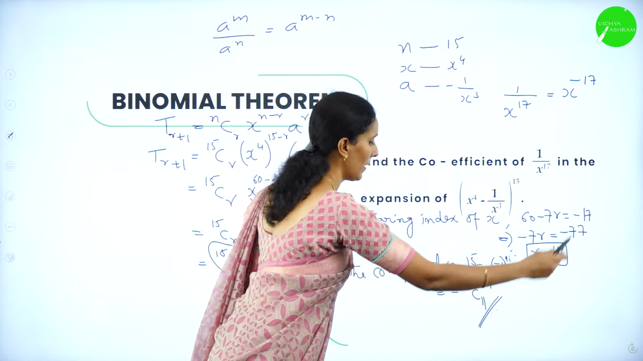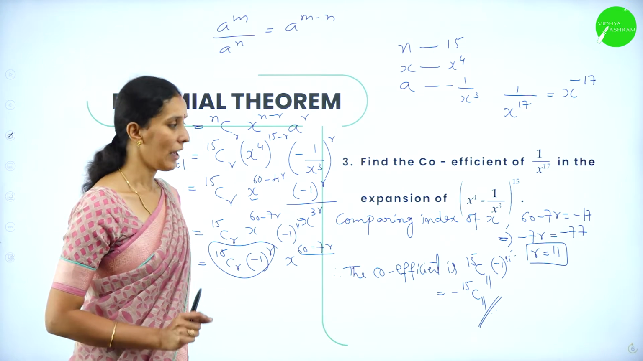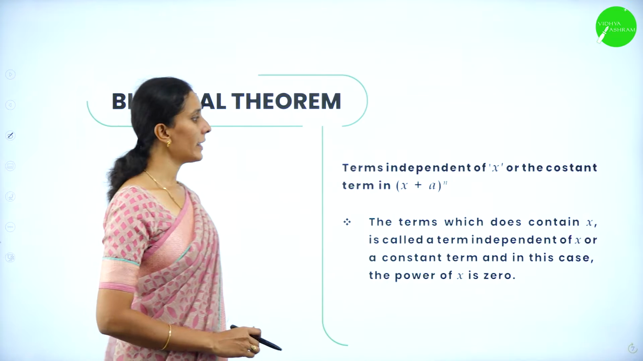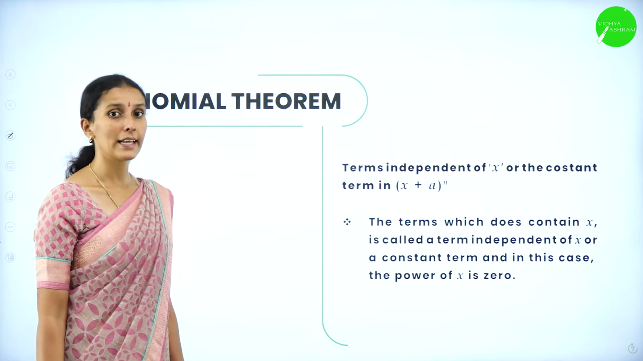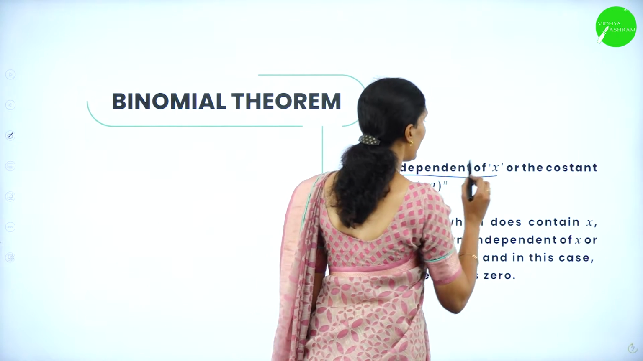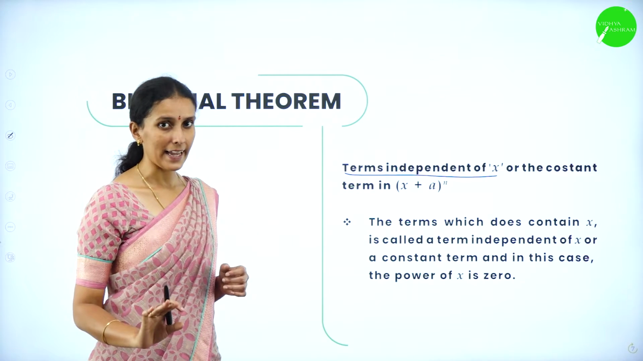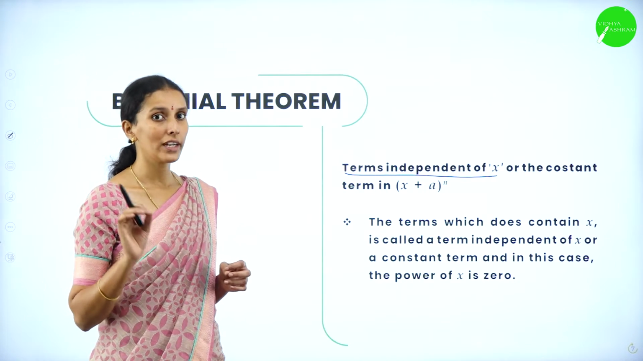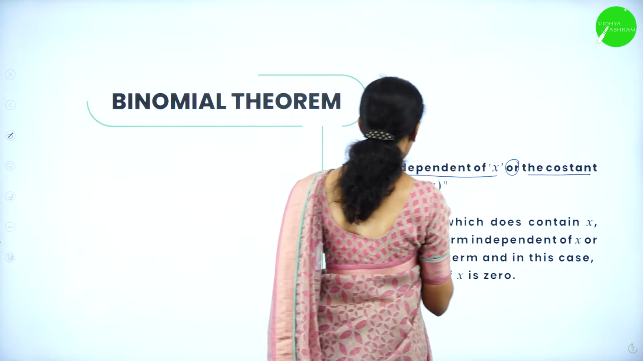So since the multiplication is large, you can just write minus 15C11. Next, term independent of x or the constant term in (x + a)^n. As I said, term independent of x is nothing but terms which do not contain x. Terms which do not contain x. So here I have given the constant term.